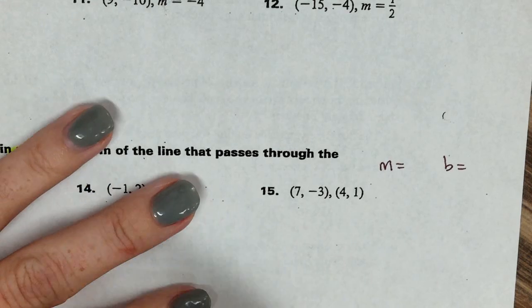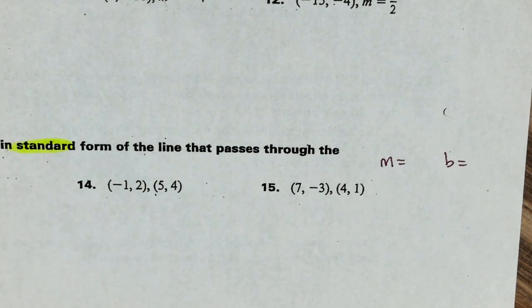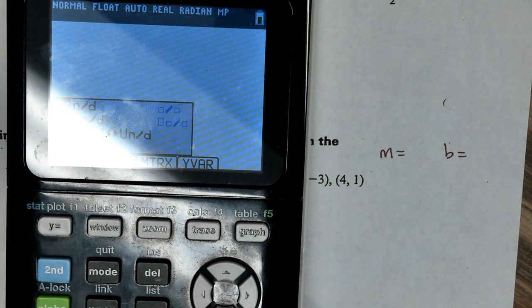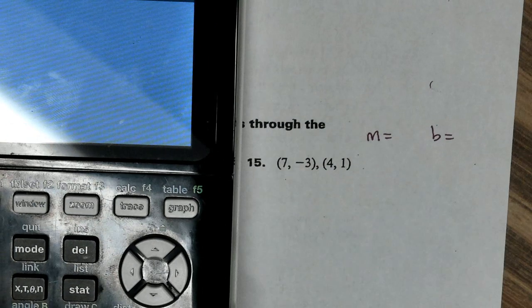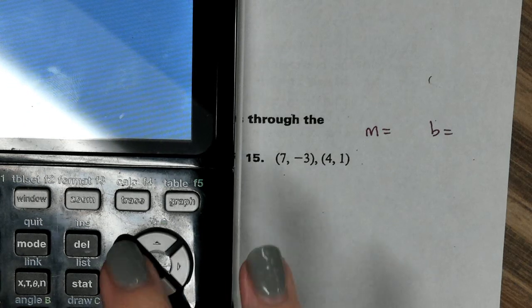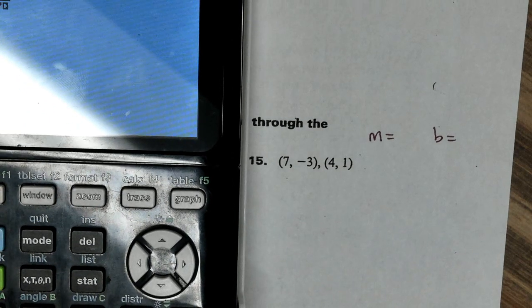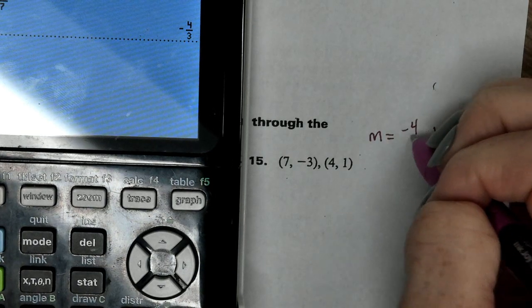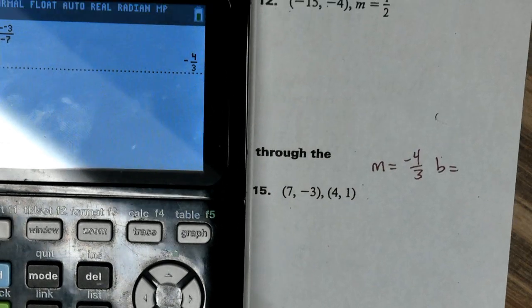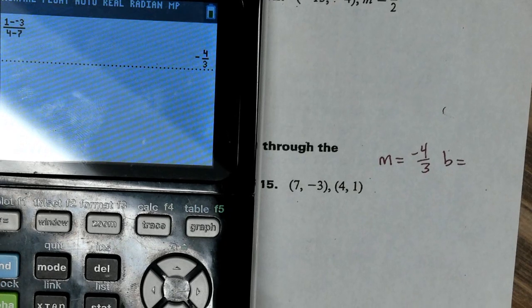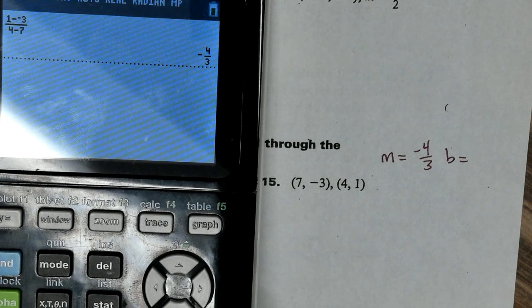Make sense? How do we find slope? y2 minus y1 over x2 minus x1. Yes? So I would do 1 minus negative 3 over 4 minus 7. What did I get? Negative 4/3. Now, how would I find the b? Who remembers?